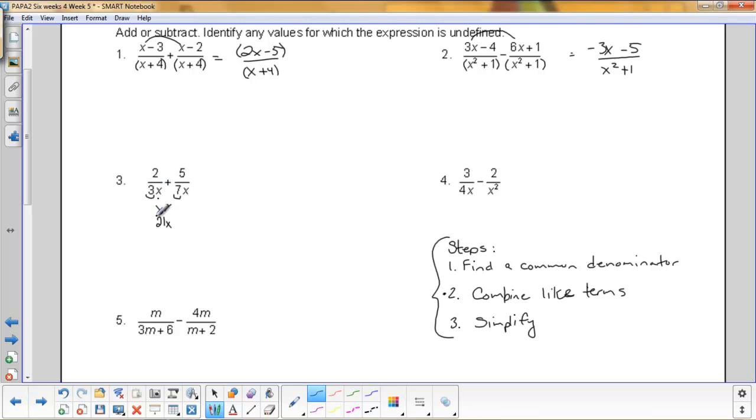What's missing from this one to make 21 is the 7. So I'm going to multiply this side by 7 over 7. What's missing from this fraction to create 21 is 3. So this side I will multiply by 3 over 3. So now that's going to be 14 plus 15 divided by the common denominator of 21x. Simplify if possible, but that does not simplify, so we are finished.